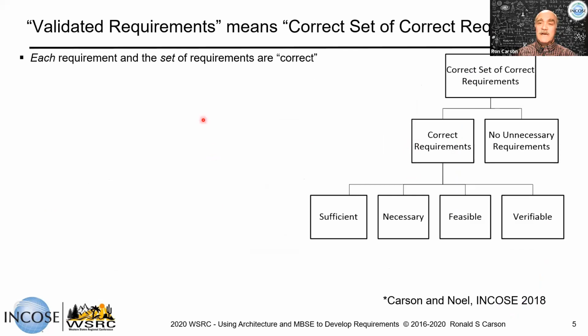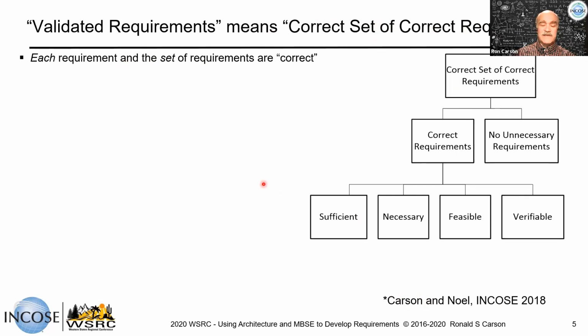I was one of the reviewers of an earlier version who said, you've got to explain what you mean by validated. So I've synthesized one of the papers we did a couple of years ago with Bob Noel from the Boeing company on what we mean by validated requirements. We basically mean we have the correct set of correct requirements.